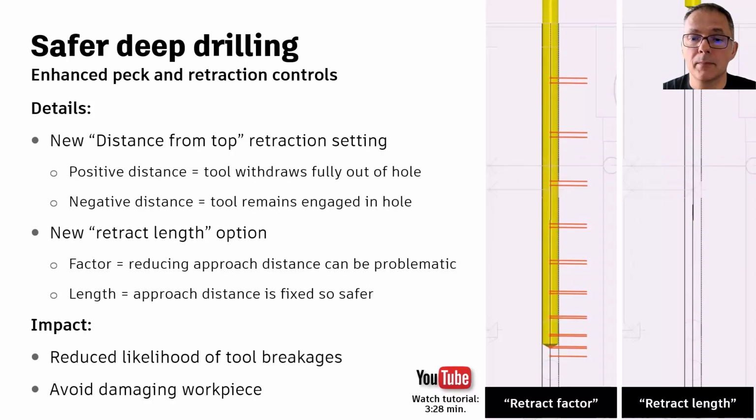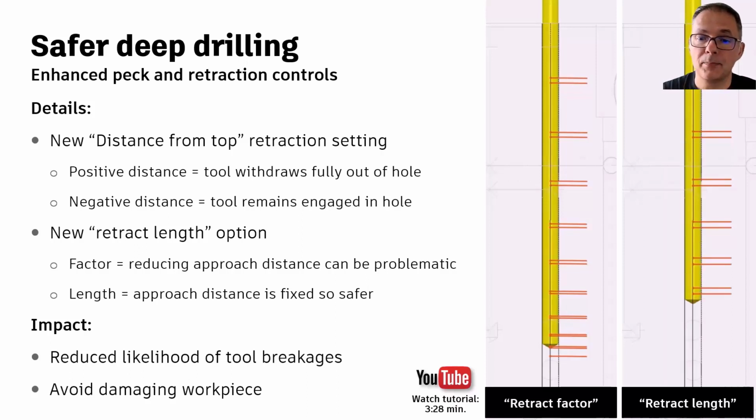By comparison, PowerMill 2024.0 now includes a new option to set a retraction length, which is a fixed linear distance that creates a toolpath where the plunge move will always stop a fixed distance above the start of the next peck. This greatly reduces the likelihood of the tool hitting swarf and breaking. Now, the benefits here are small but significant, with PowerMill creating safer deep drilling cycles which help avoid the costs and pain associated with tool breakages.